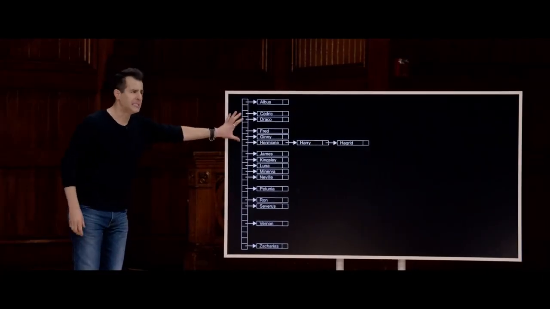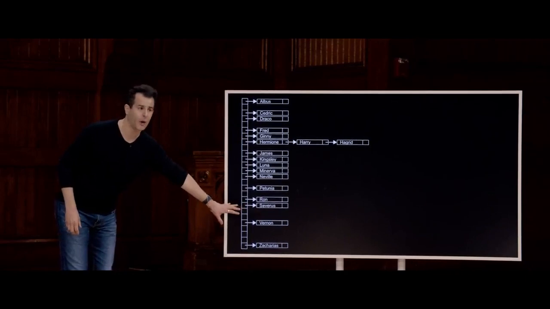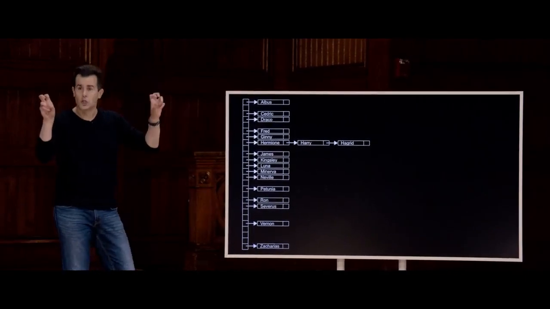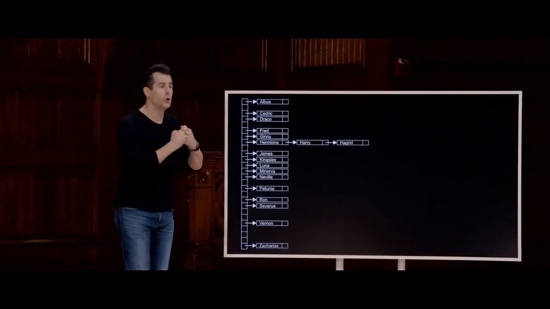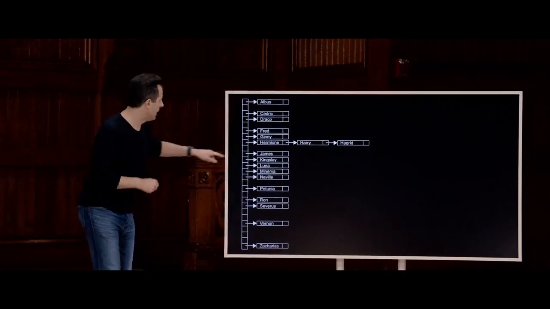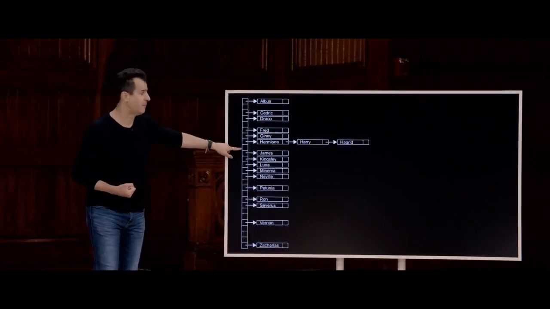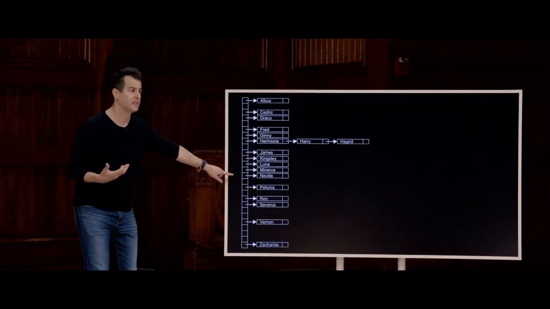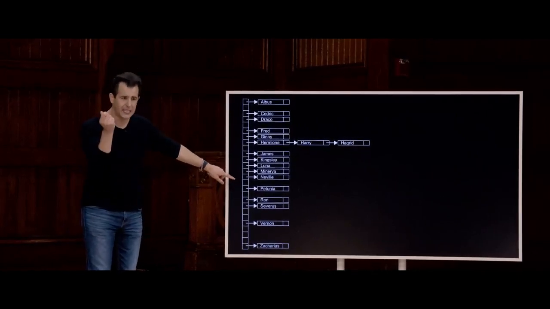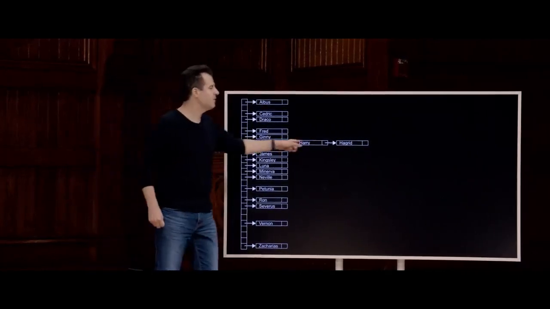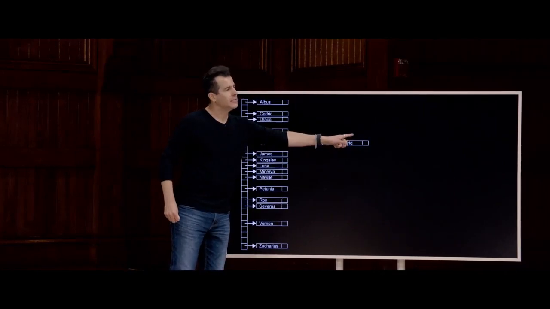Use an array to get to the first letter of the name you care about. And then if you have a collision, so to speak, whereby someone's already there, you don't do something stupid like put Harry down here just because it's available, or maybe Hagrid down here just because it's available, because then you're losing the immediacy of the lookup. Why don't you just stitch them together in a linked list?